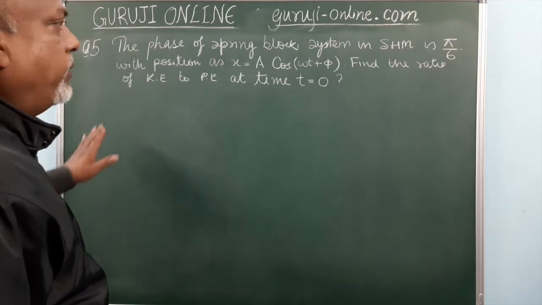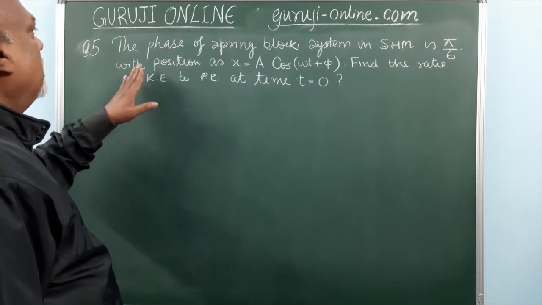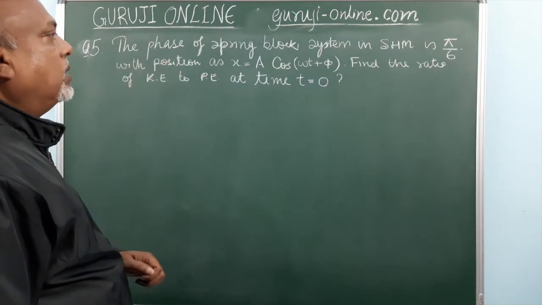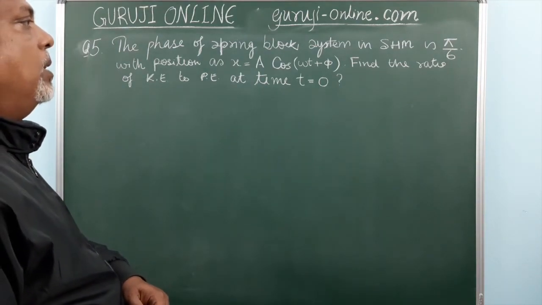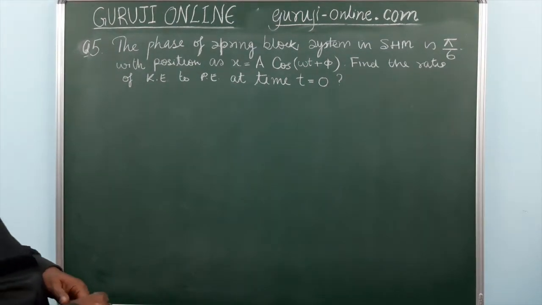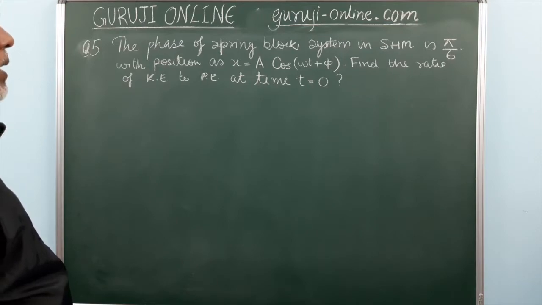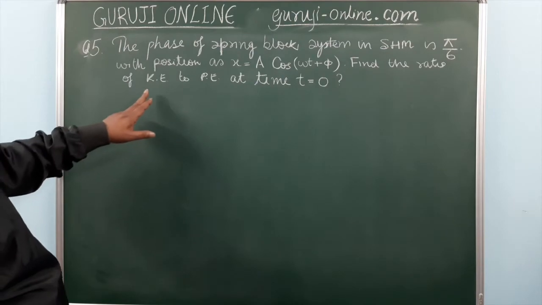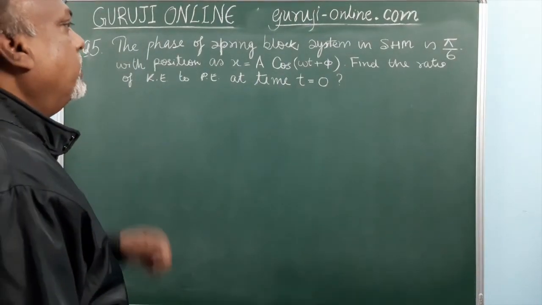So this is the 5th problem. It says the phase of a spring block system in SHM, that is simple harmonic motion, is pi by 6, with position as x is equal to a cos(omega t plus phi). Find the ratio of kinetic energy to potential energy at time t is equal to 0.